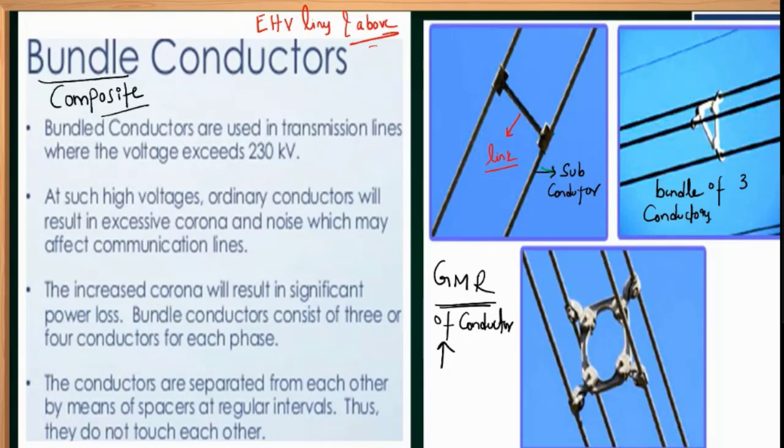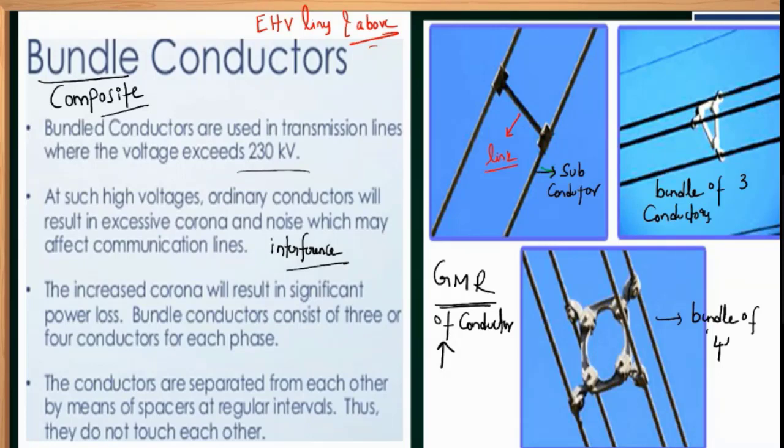Again, it is a bundle of how many conductors here? Bundle of four conductors, four subconductors. Bundled conductors are used in transmission lines where voltage exceeds 230 kV, that is extra high voltage and above. At such high voltages, ordinary conductors will result in excessive corona and noise which may affect the communication lines. One of the disadvantages of corona is communication interference. All the wireless signals being transmitted will be severely affected because of the corona, and it will give some power loss also.